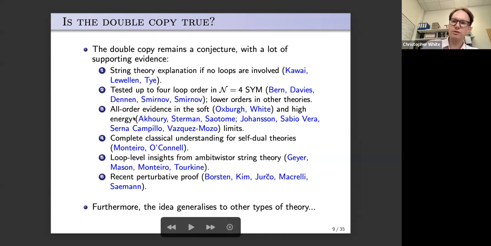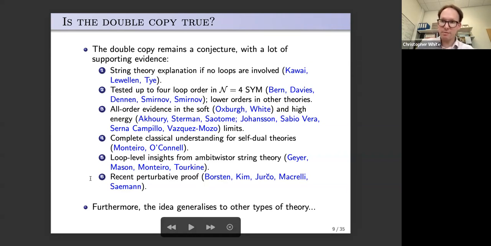One of them is the high energy or Regge limit. And we know that this thing is true there. For self-dual theories, as I hinted at just now, there's a complete understanding of how this works classically and also at the level of the Lagrangian. There's something called ambitwistor string theory for when string theory is not quite complicated enough. And there are loop level insights from that. And also there's been a recent perturbative proof, although as I say, there are still some comments about this, but that's by these people here.